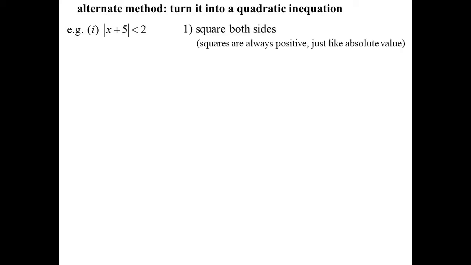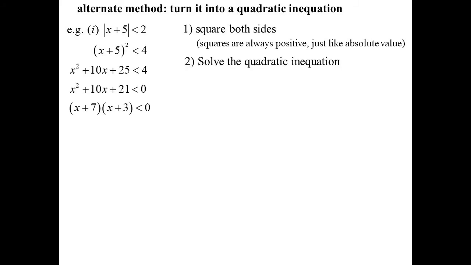An alternative method, you can turn an absolute value equation into a quadratic inequation. Absolute value of x plus 5 is less than 2. Square both sides, because you know squares are always positive, just like the absolute value sign. So it becomes x plus 5 squared is less than 4. And now you solve it like that quadratic. So we end up with, factorising it back down once we move everything over, surprise, surprise, there's our answers, x plus 7, x plus 3, giving us the two possibilities of negative 3 and negative 7. And bang, you got the answer.